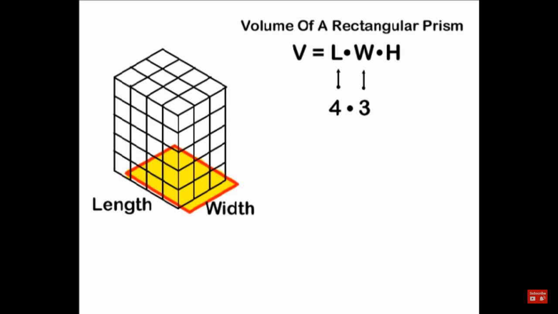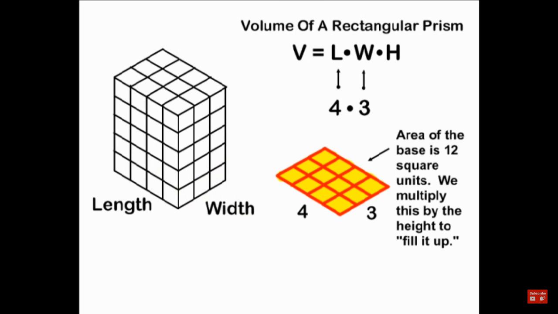We can clearly see when multiplying the length times the width of the rectangular prism, we come up with 12 square units, which would be the area of the rectangular prism's base. Remember, this is only a two-dimensional measurement. To give it depth or volume, we must now multiply the area of the base of 12 by whatever the height is to fill up the rectangular prism or to add depth or volume.